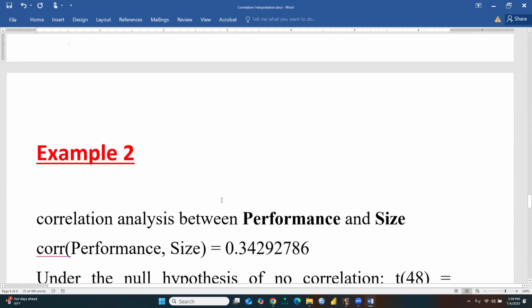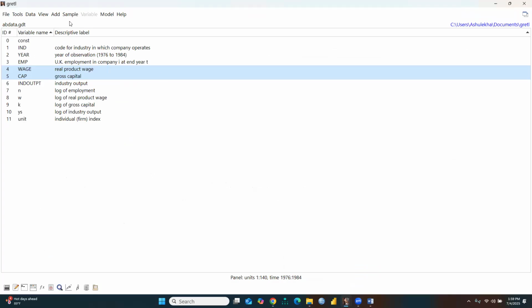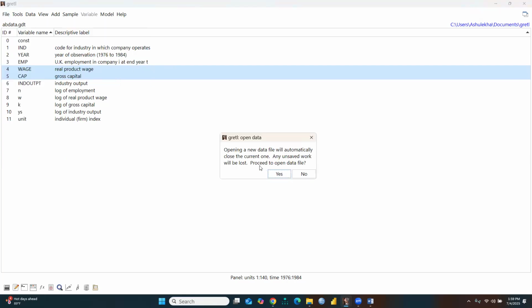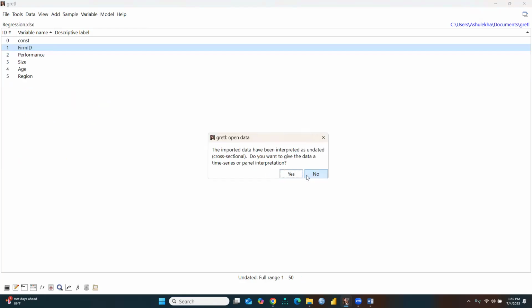Let me come to another example. I'm now using another file. Once again, I'm going to start. File, open data. I'm using my regression file that I had already used. It says a dialog box is open: opening a new data file will automatically close the current one, and any unsaved work will be lost. Proceed to open data file? Yes, I do not want to save this data. So let me go ahead.